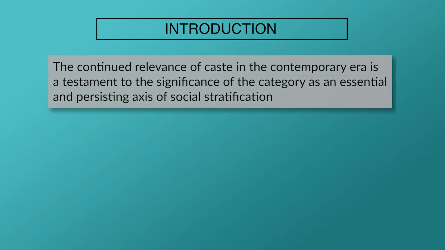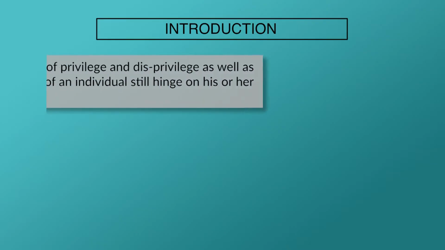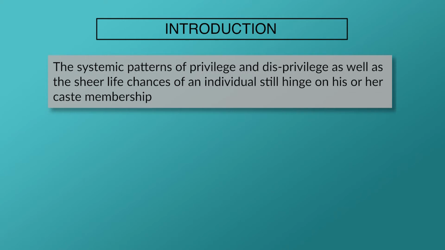The continued relevance of caste in the contemporary era is clearly evident because caste still persists as a form of social stratification, despite the understanding of Western scholars on India that castes would disappear with modernization. This has not happened. The systematic patterns of privilege and disprivilege seen in Indian society still shape the life chances of an individual, and this has to do with his or her caste membership.